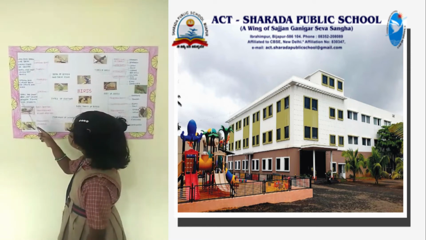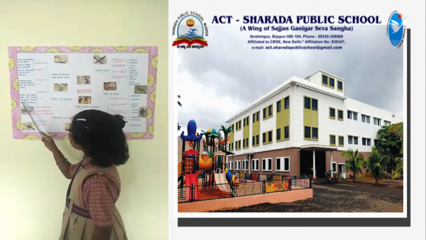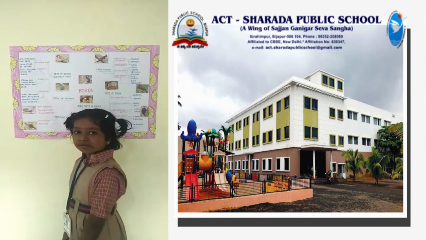Sparrow. It has a small and short beak. It eats seeds and tender plants and insects with the help of its beak.